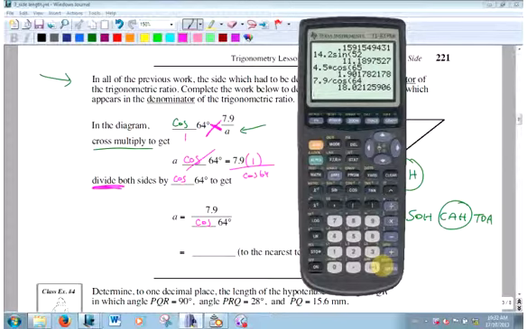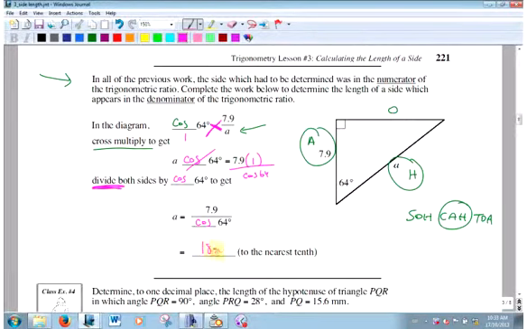So A is 18.0 to the nearest tenth. Okay? Does it look reasonable? Longer than this one, quite a bit longer. It has to be the longest side. It's the hypotenuse. Okay, that's what I got. I guess it's okay.